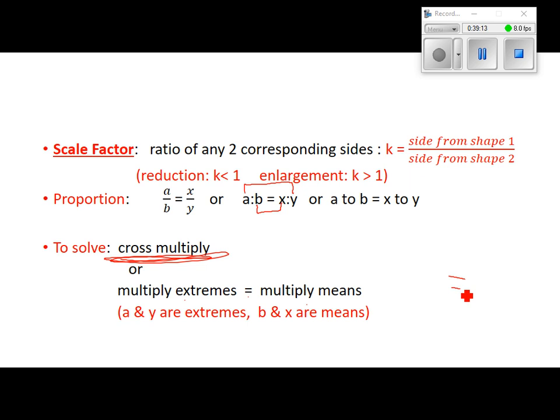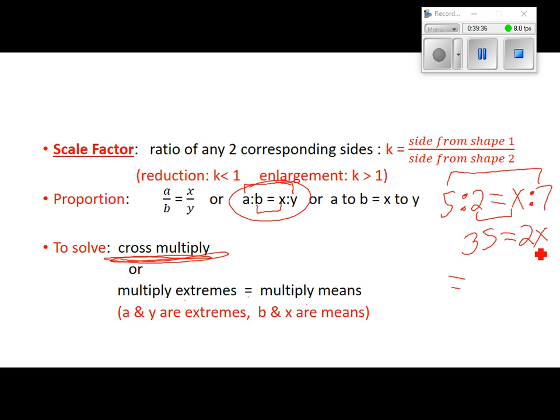Again, if it's written out this way, so if it's something like 5:2 equals x:7, mathematically it's actually sort of easier. We don't have to do the little butterfly. You just say, all right, 5 times 7 is 35, and then you do the means, which is 2 times x, and you get 35 equals 2x. But most of you probably have seen it this way in the past, and so you cross multiply that way.